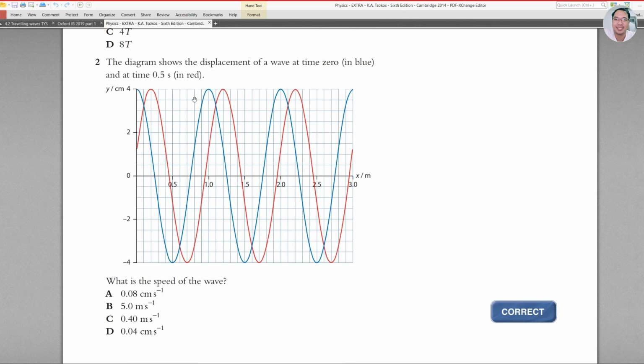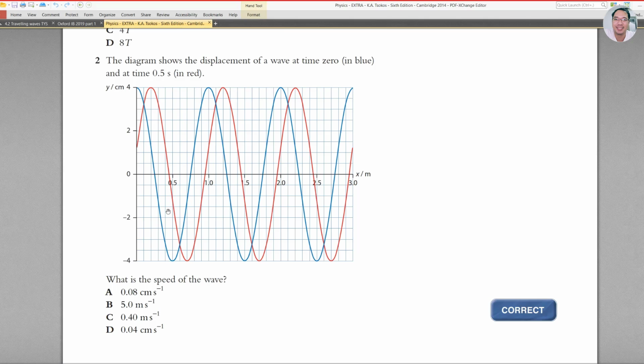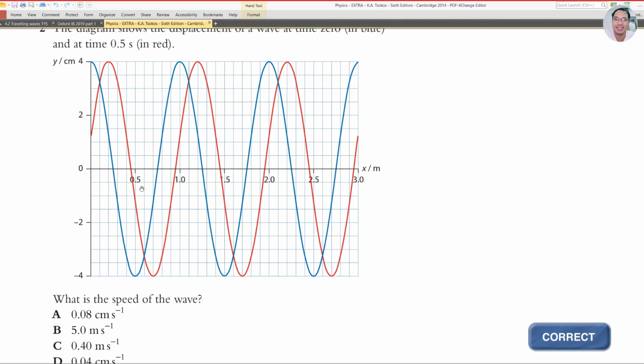Question 2 here. The diagram shows the displacement of waves at time 0, blue, and time 0.5, red. What is the speed of the wave? Okay, think about it. Think about wavelength and how it relates to the positions of the two waves. Determine the wavelength first. How long is the wavelength from this crest to the next crest here, right?